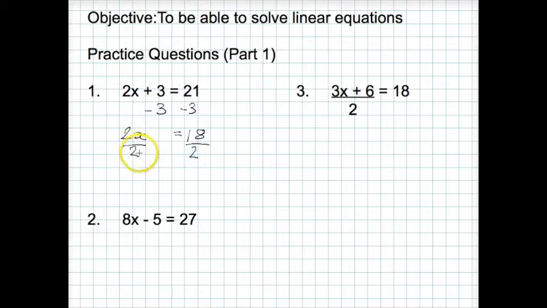2 divided by 2 is 1, so we're left with 1x. In algebra we don't need to write the 1, so we just write x. And 18 divided by 2 leaves us with 9. x equals 9.